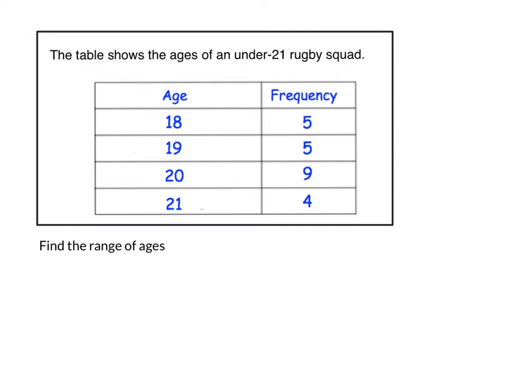So I've got a set of data here in a table, and I'm going to find the mean, mode, median and range. So let's start with the range, because that's the easiest one. It's just the biggest number, take away the smallest. And we were looking for the range of ages.